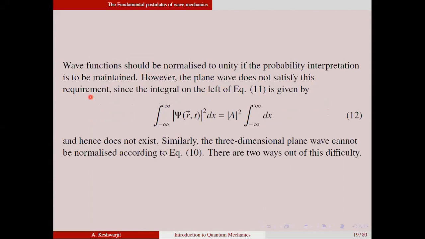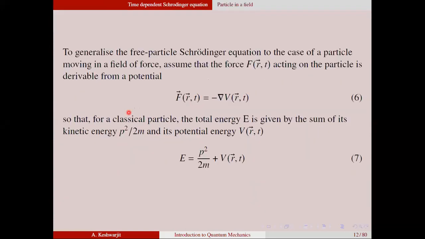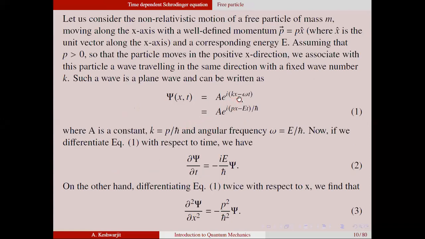The plane wave. What is the expression for the plane wave? What is the wave function of a plane wave? The plane wave is represented by e to the power this wave function. So let me show you my whiteboard. So the wave function representing a plane wave, say for example in one dimension, is A e to the power i(kx minus omega t). This is a plane wave.